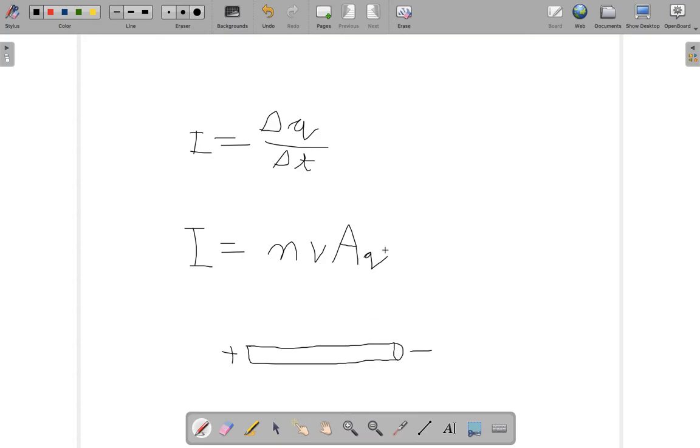And since in this case it's an electron, we know that it's going to be 1.6 times 10 to the minus 19 coulombs. Now the unit for current is amperes, simply given by A, which is the equivalent of coulombs per second, as we can see from here.